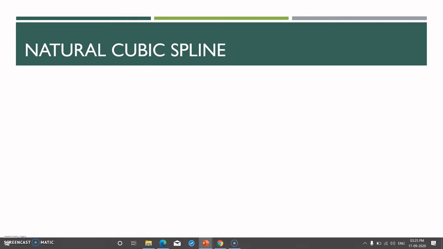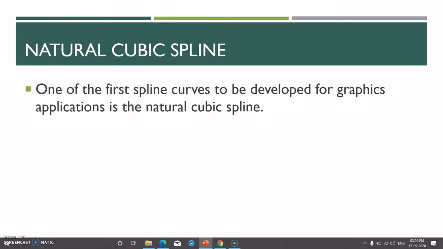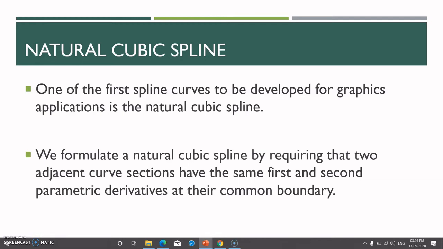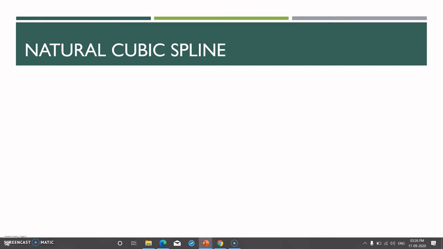Now we have the natural cubic spline. One of the first spline curves to be developed for graphics applications is the natural cubic spline. We formulate a natural cubic spline by requiring that two adjacent curve sections have the same first and second parametric derivatives at their common boundary. Thus natural cubic splines have C2, that is C square, continuity.